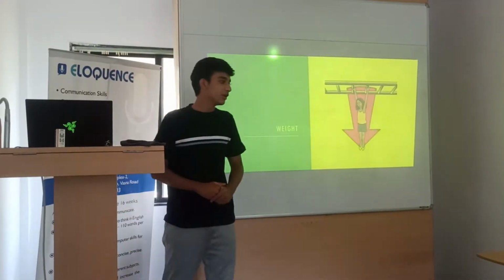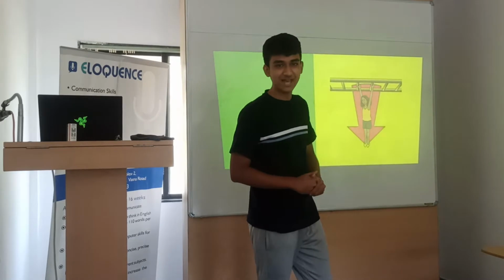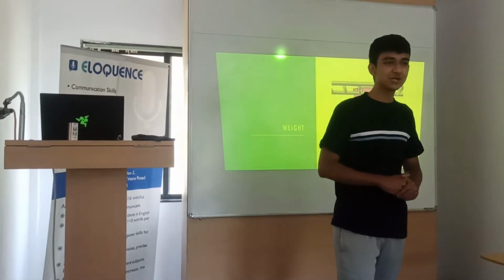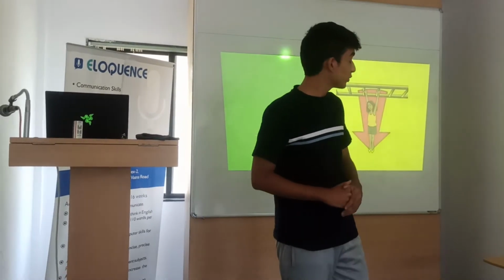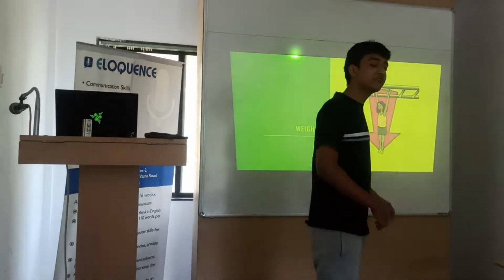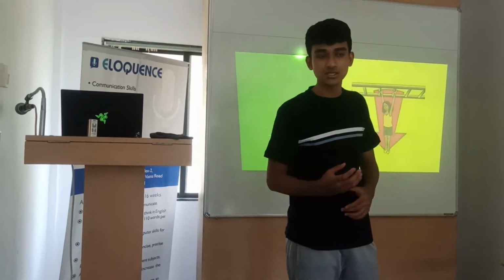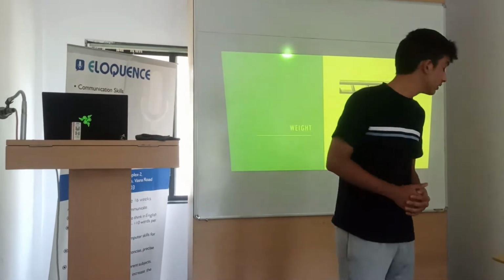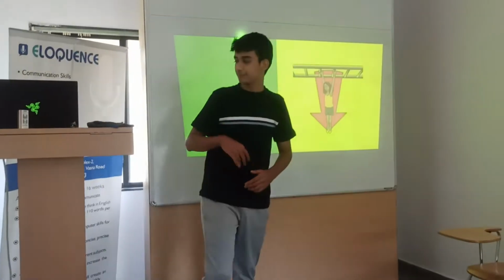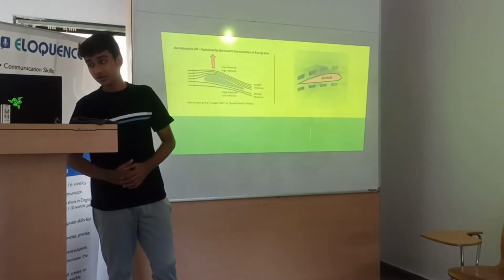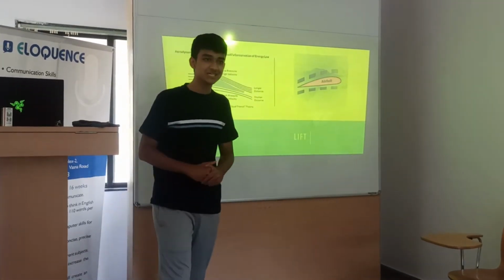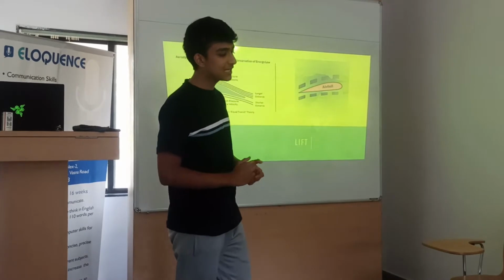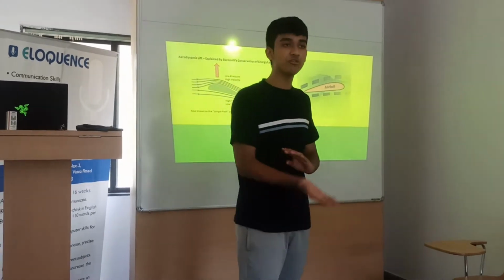So weight. Anyone who has passed class 9, have you learned the chapter force and laws of motion? Yes. So in that, weight is basically the effect of gravity when there is a certain mass. It acts downwards and it pulls the object to the earth. This is the first principle. The second principle is lift, and this is where it gets interesting. Now lift is basically an upward force which lifts an object off the ground.